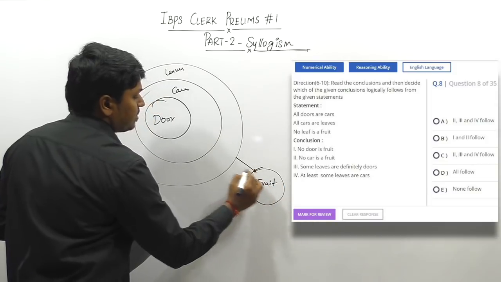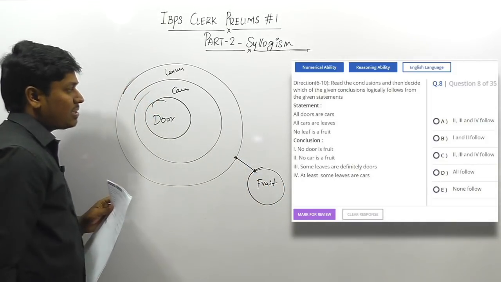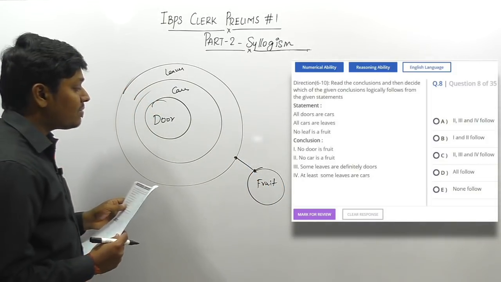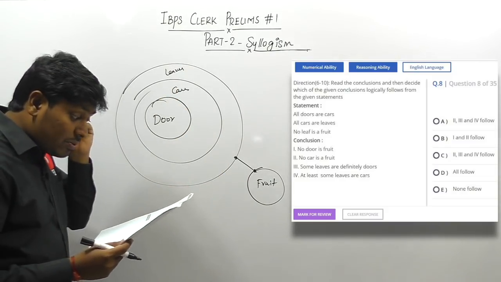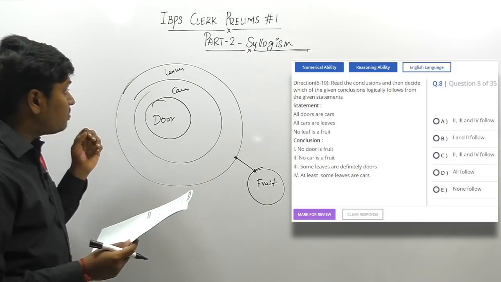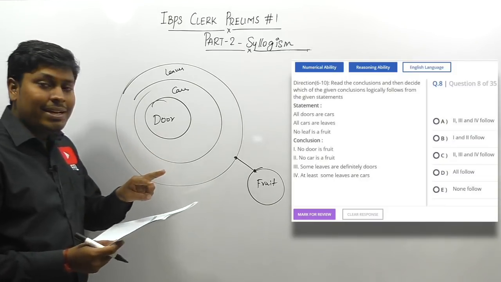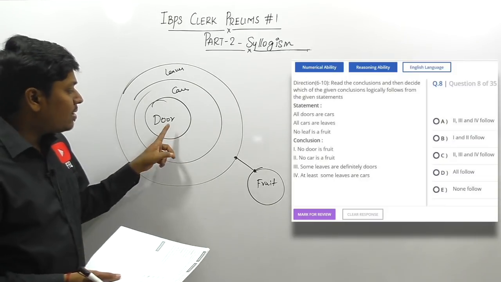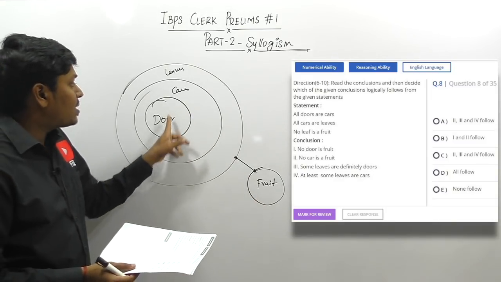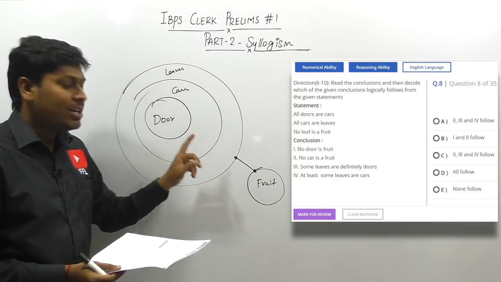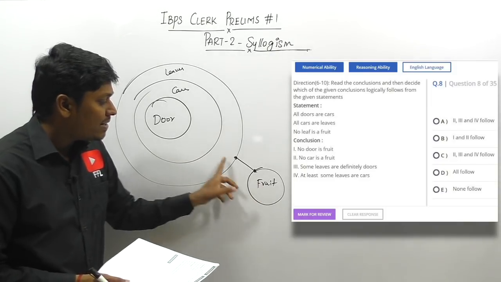Always remember to draw a line like this, so that you will not be confused about which is the no, right? So here no leaf is fruit. Let me move on to conclusion number 1. No door is fruit. There should not be any connection between door and fruit. Why? Because all doors and cars are inside the leaf, and we already know that there is no connection between leaf and fruit.